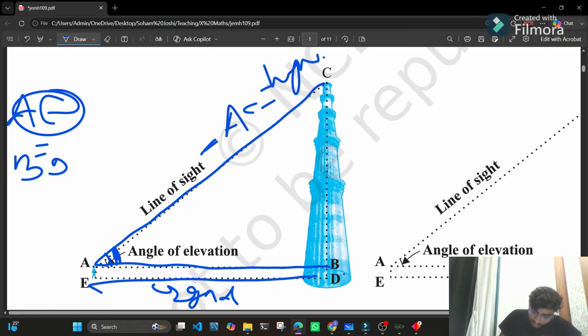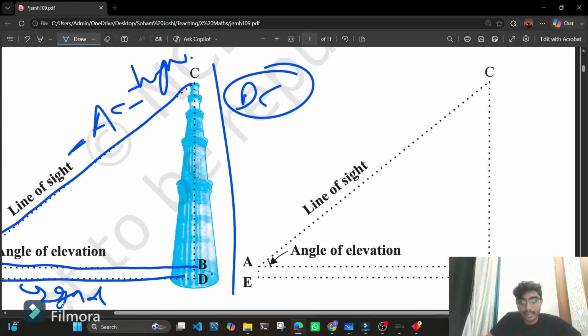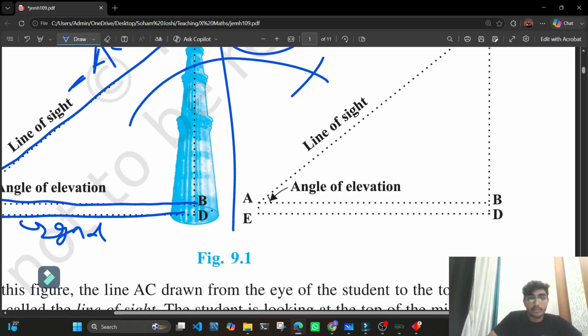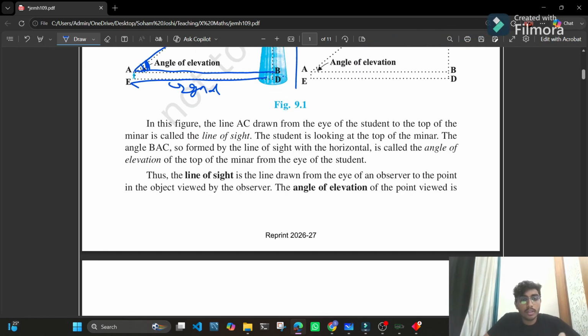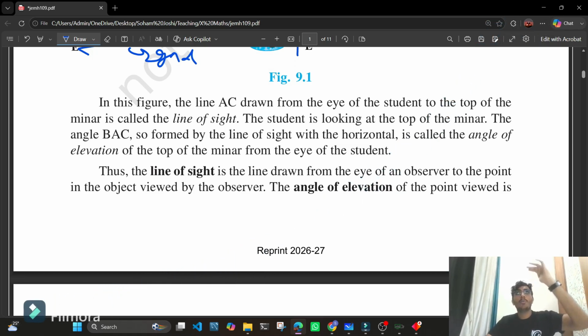DC over here is the height of the building. I hope that is understood. If we transform it into a right angle triangle, we can draw it like this. Thus the line of sight is a line drawn from the eye of an observer to the point on the object viewed by the observer. So if I'm viewing the top of a building, the line of sight is the line drawn from my eyes to the top of the building.